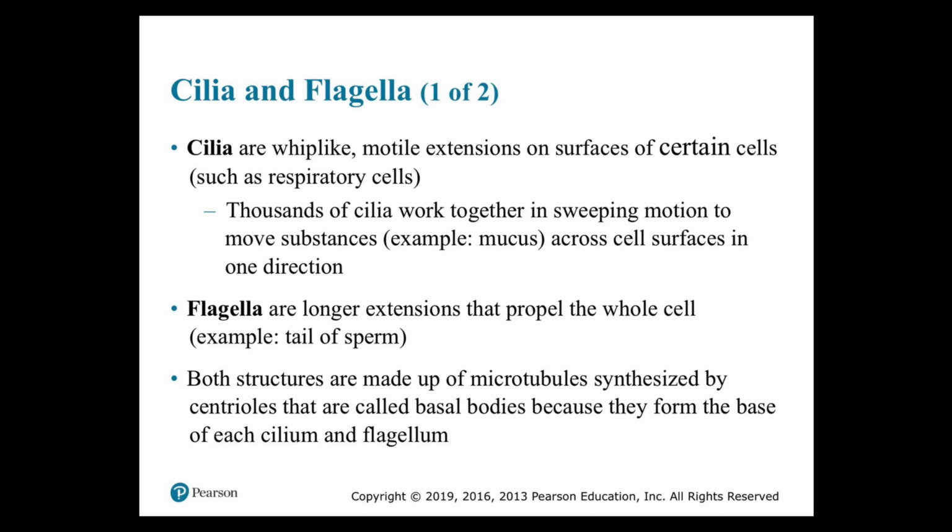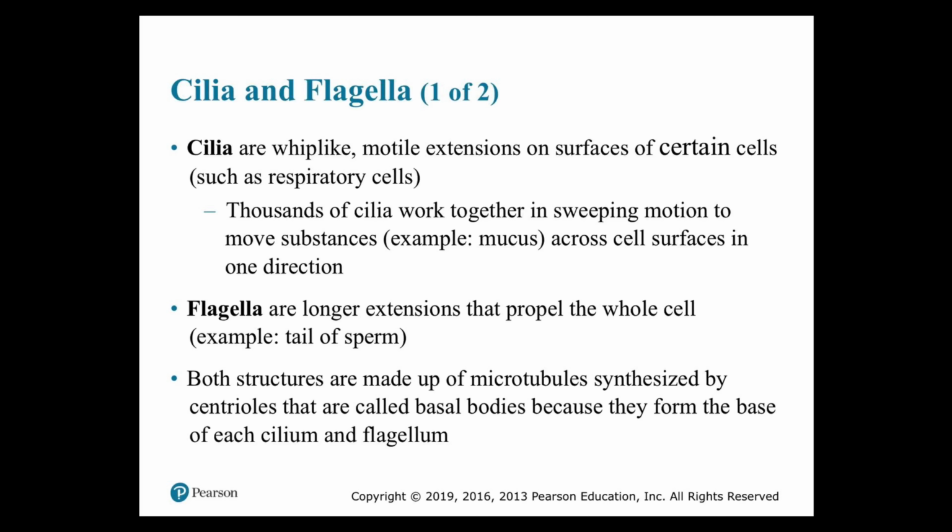Cilia are whip-like motile extensions on surfaces of certain cells, such as the respiratory cells of the trachea. Thousands of cilia work together in a sweeping motion to move substances like mucus across the cell surface in one direction. For respiratory cells, it would be towards the mouth, because we don't want mucus and debris to accumulate in the lungs. Flagella, on the other hand, are longer extensions that propel the whole cell. An example would be the tail of the sperm.